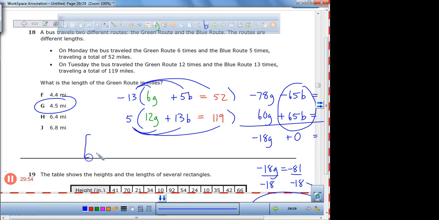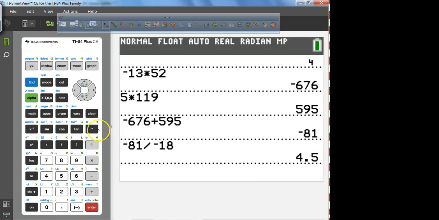Here we go. So you're going to make a little graphic. You're going to put a 6, a 5, and a 52. And you're going to put a 12, a 13, and a 119, just like that. Now, in the matrices, there are 2 rows and 3 columns. You're going to make it 2 by 3. All right? So if you write that down real quick, 6, 5, 52, 12, 13, 119. You're going to make it 2 by 3. So check this out.